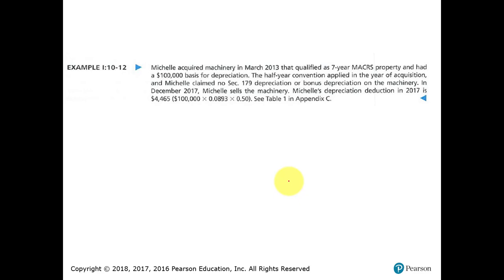Let's look at another example. This time Michelle purchased a machine a few years ago, in 2013, a 7-year property. Cost was 100,000. No Section 179, no bonus. We'll save that for the next video. And then she gets rid of the machine, sells it in 2017.